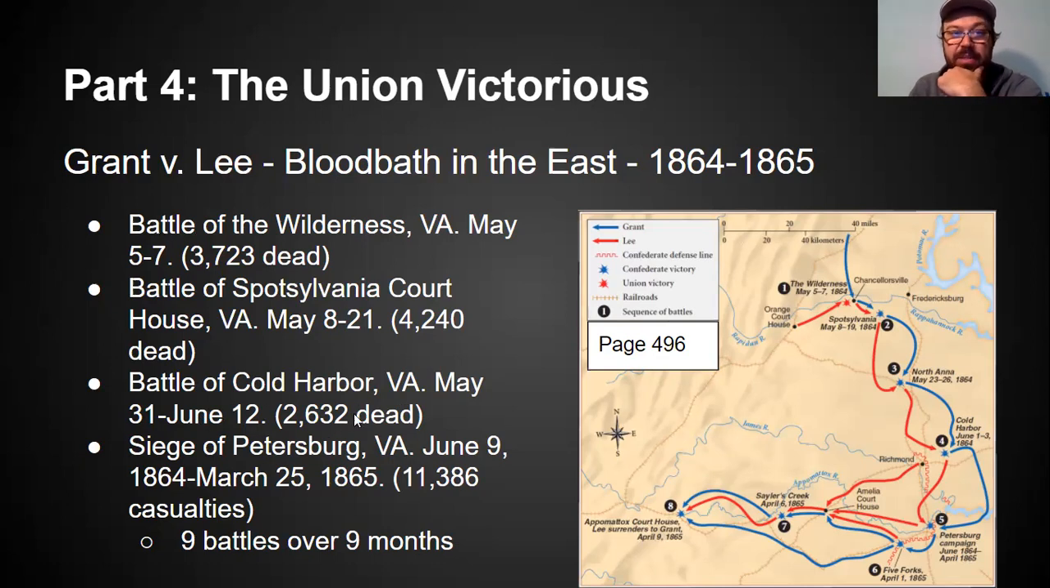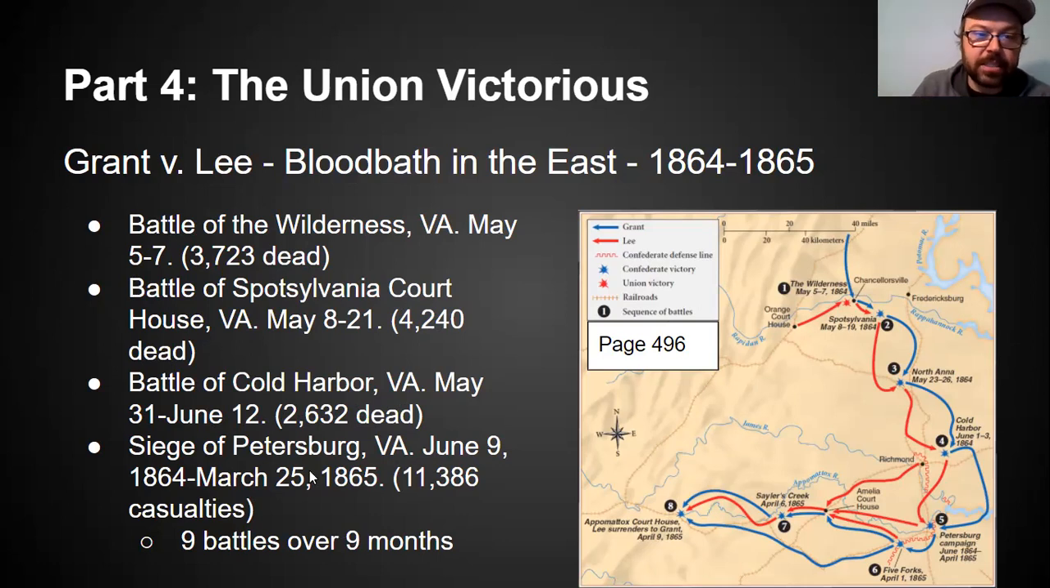That's basically a little bit less than Cal High's population. This is more than that. This is more than that. Like I said, it's just battle after battle after battle, mass casualty after mass casualty after mass casualty. And slowly but surely, Grant is wearing Lee down and wearing down his troops.